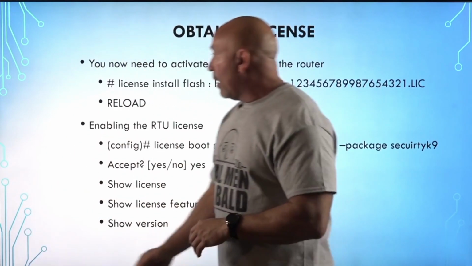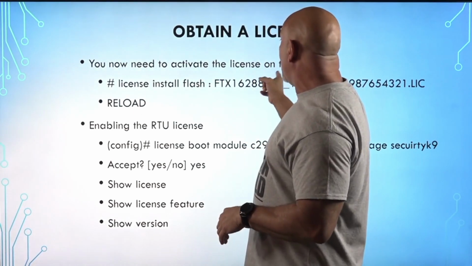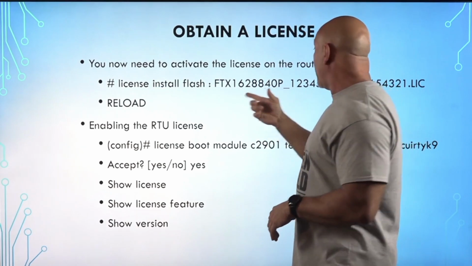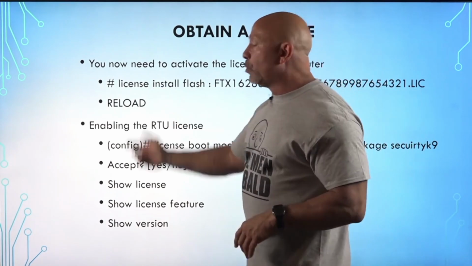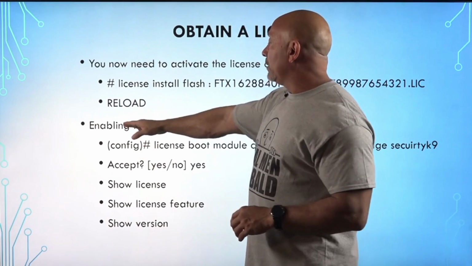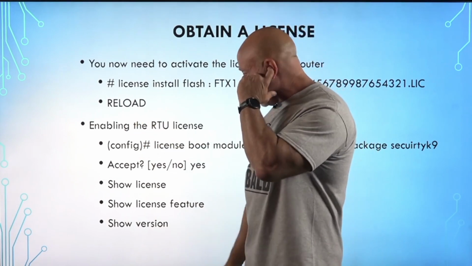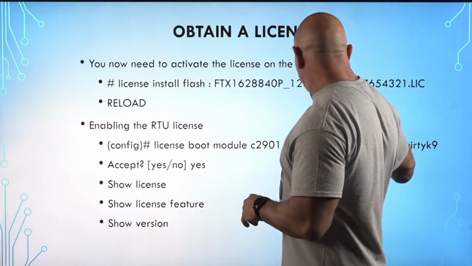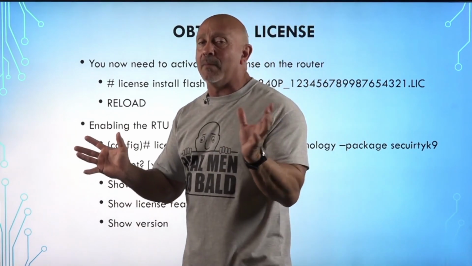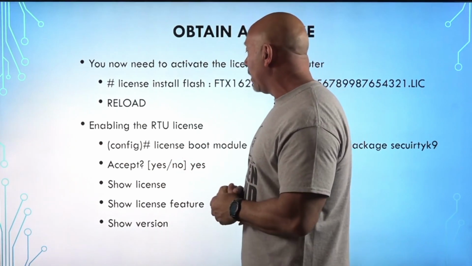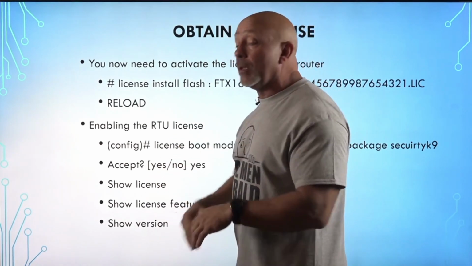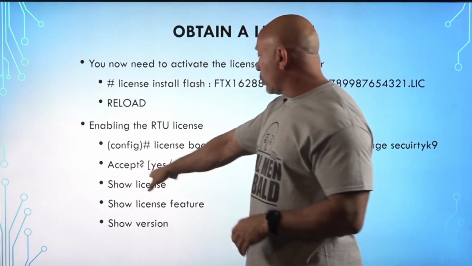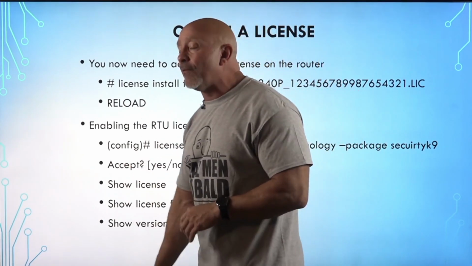Okay. You need to activate the license on the router. And again, you would do a license install, then the flash, whatever license it is that you have, and then you reload. You must reload. Then the right to use. This is what's funny. Enabling the right to use license boot module, technology package, security K9. We're going to do all this in the lab, so you're going to see how it goes. And then you say yes or no, and then you activate it, and you'll see how it says yes, and then it'll say no, and so forth. You can do a show license feature, and show version.